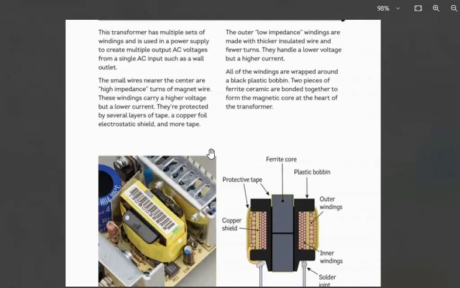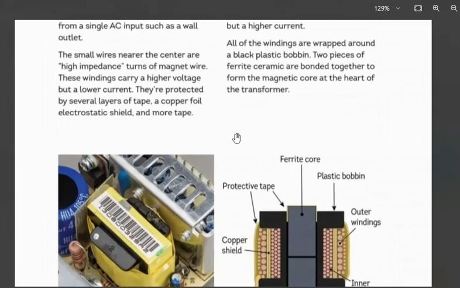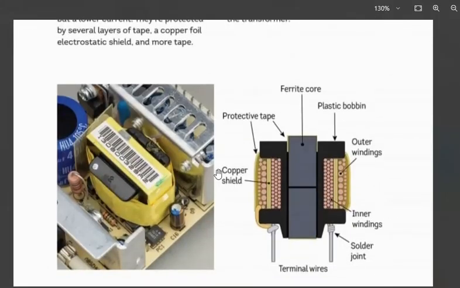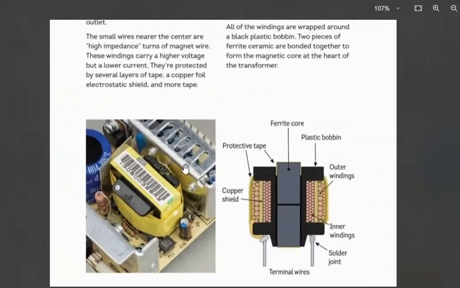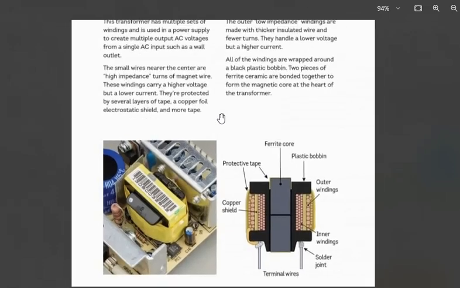And in audio equipment, they are used to convert the AC voltage from the wall outlet to the DC voltage required by the amplifiers and other audio equipment. And in industrial equipment, they are used in various industrial applications to power machinery and other equipment. So this is our power supply transformer. So without wasting any time, let's move on to our next component.